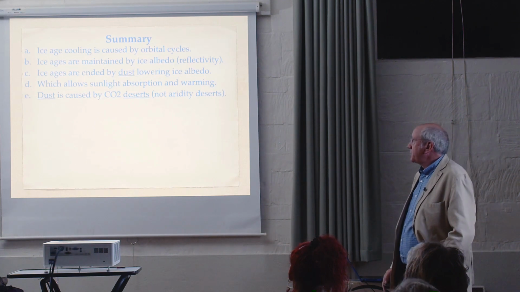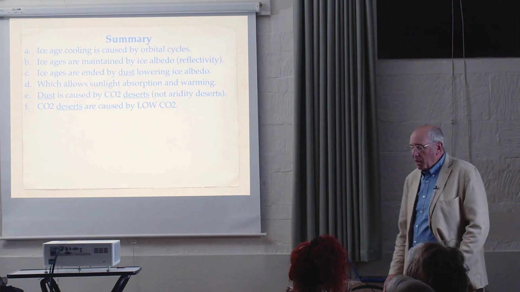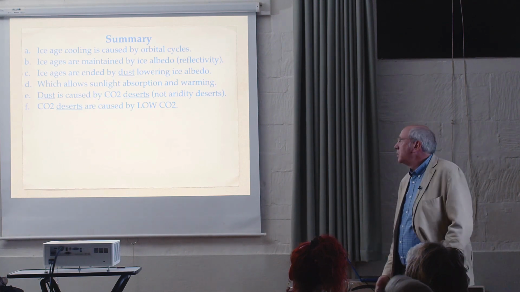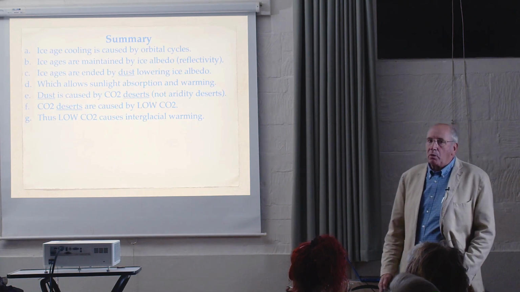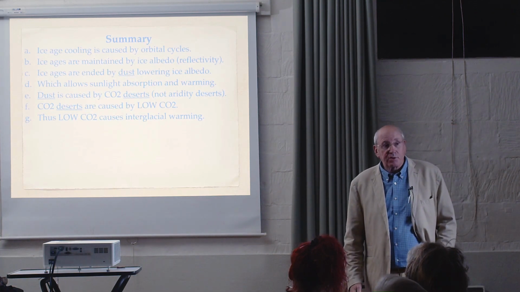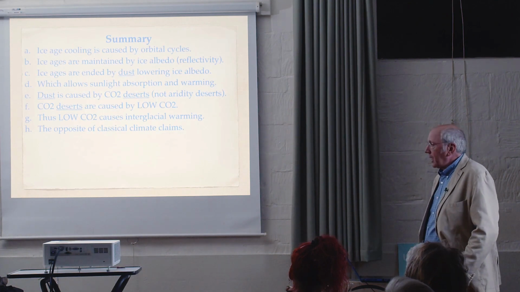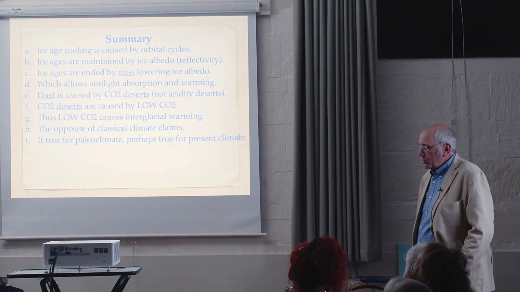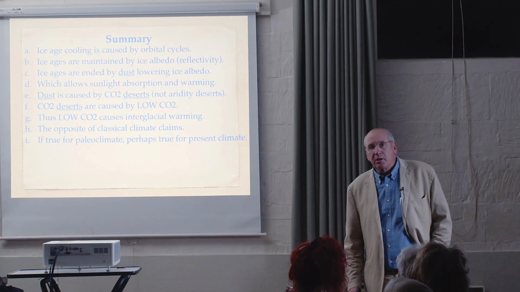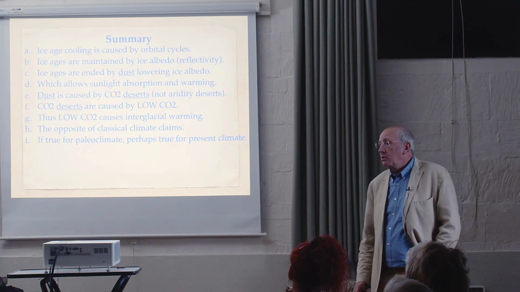Dust is caused by CO2 deserts. CO2 deserts are caused by low CO2. Thus, low CO2 causes interglacial warming, not high CO2, which is the opposite of classical climate claims. And if this is true for paleoclimate, then perhaps it is true for the current climate.